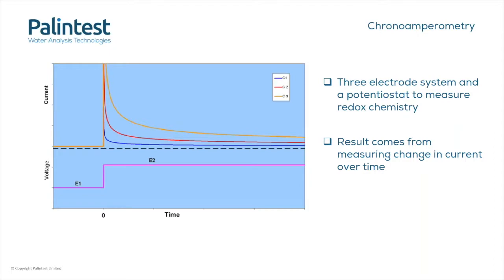Palintest's sensor technology products use a potentiostat to control and measure the electrochemistry of redox systems very precisely to give high-quality analytical results.